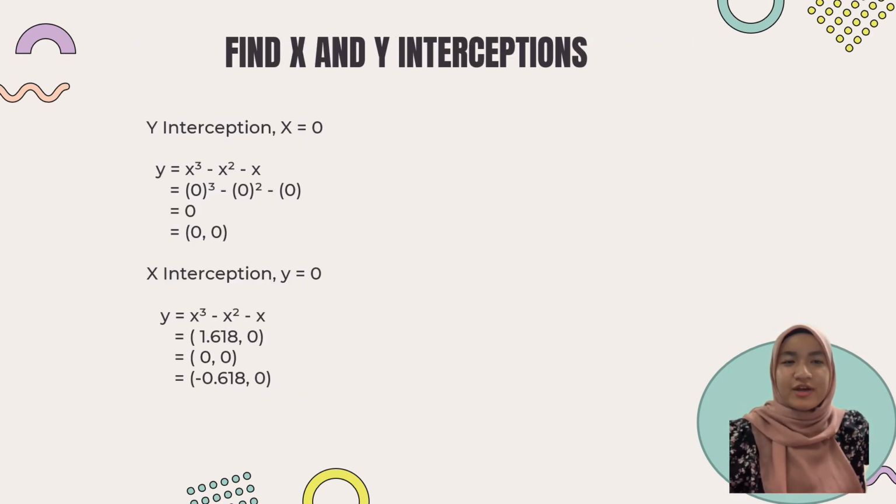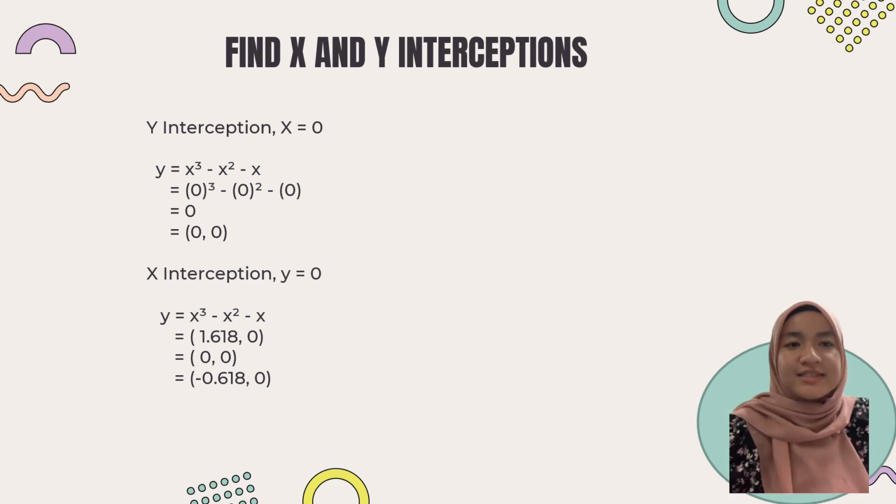For the last step, you have to find the x and y intersections. So for the y intersection, x equals 0. So y equals x power of 3 minus x power of 2 minus x. You substitute 0 into x. So 0 power of 3 minus 0 power of 2 minus 0, so you will get the answer 0. So for the y intersection, you will get (0, 0).